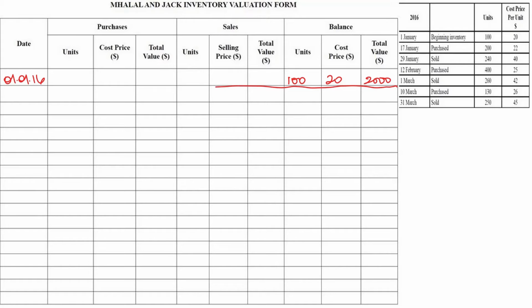So we're going to go on to the second transaction. This took place on the 17th of January. We purchased 200 units at a unit price of $22 per unit. So the total cost would be $4,400. Now, the stock that we have on hand is what we had before, which is the 100 units at $20 with a total of $2,000. And the 200 units that we just purchased at $22 per unit with a total value of $4,400.